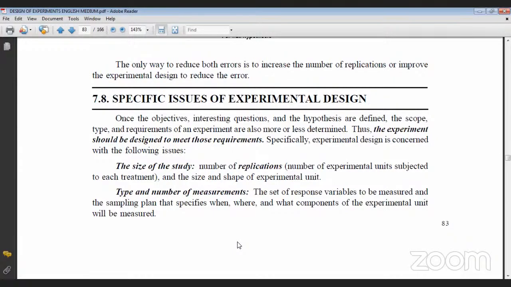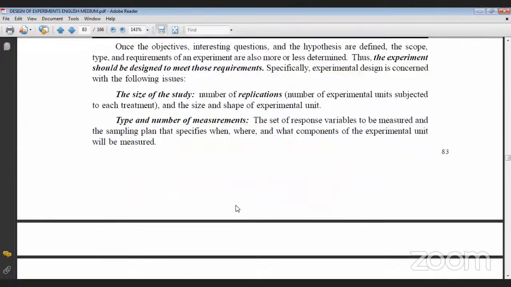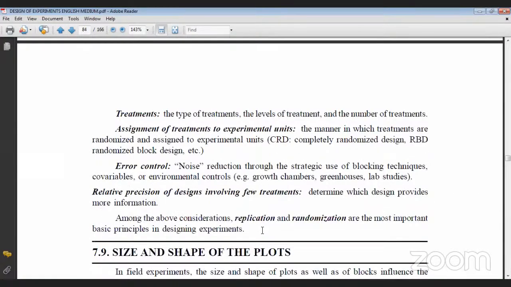The size of the study, number of replications, so therefore the units subject to the treatment, and size and shape of the experimental unit, type and number of measurements, the set of response variables to be measured, and the sampling plan that specifies when the components of the experimental unit will be measured. This is theoretical. All of you write what they will ask.